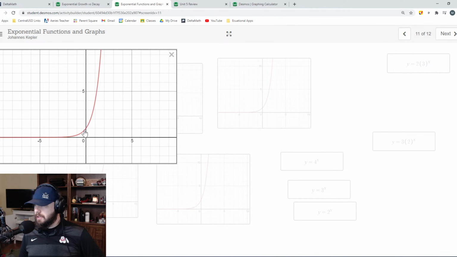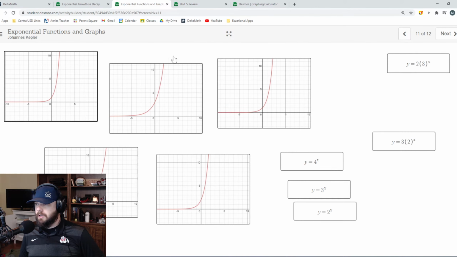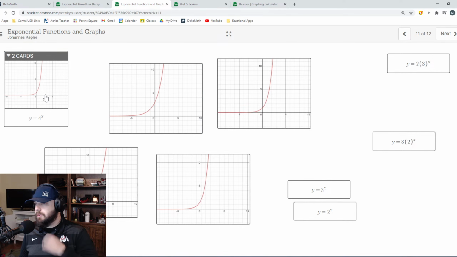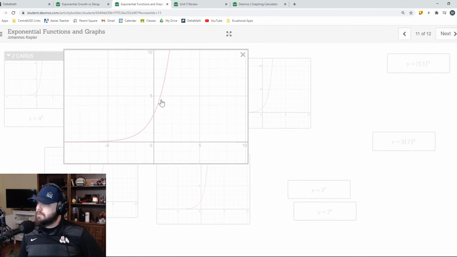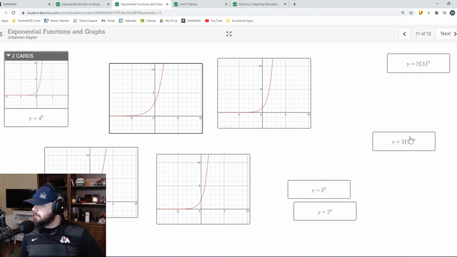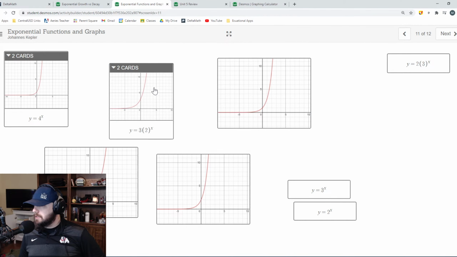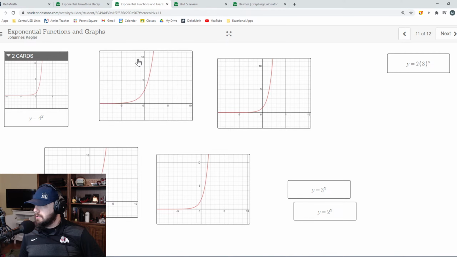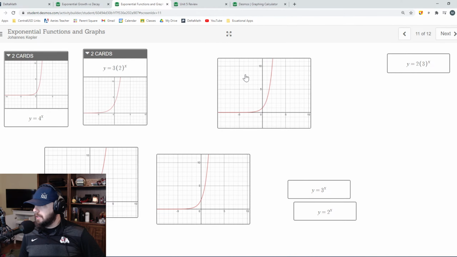If I look at this one more time, we're starting at 1 at one place. We're going up to 4. So I'm multiplying by 4, right? We started at 1 and we're multiplying by 4 to get to 4. So this is going to be my 4 to the x. I'm trying to show you how I would do these types of problems. So if I look here, we have a y-intercept of 3. We only have one that has a y-intercept of 3, so that makes it pretty easy. There we go. Move that out of the way.